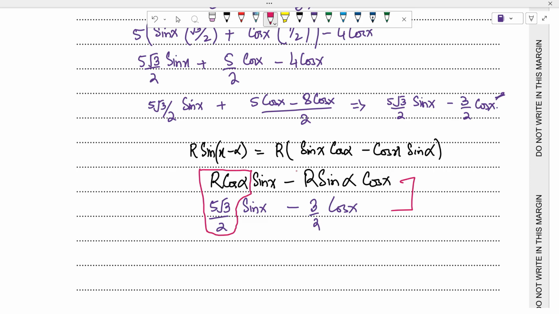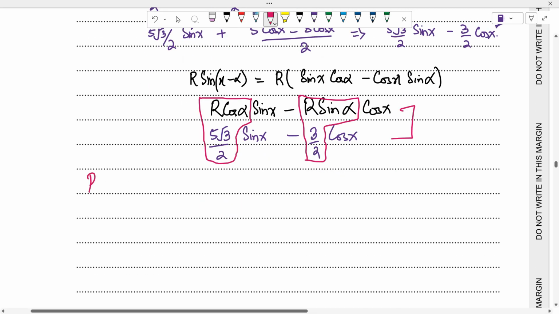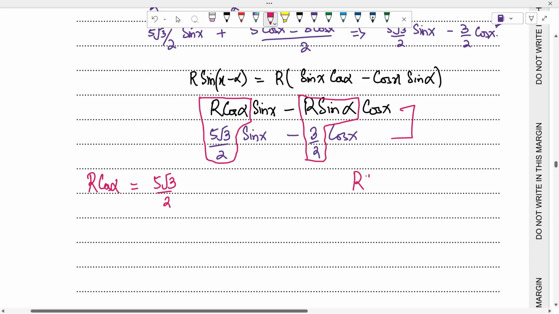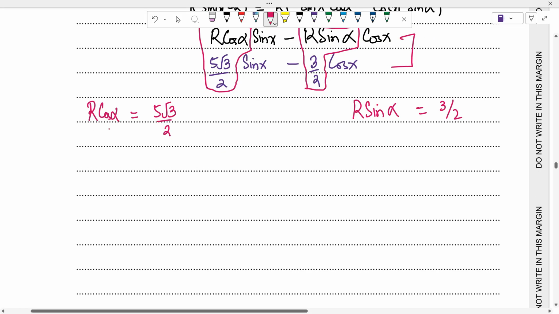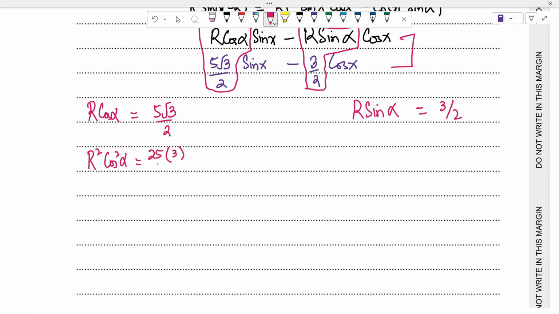we will have r cos α equal to 5√3/2, and on the other side we will have r sine α equal to 3/2. Squaring both equations, we will have r² cos² α equal to 25 times 3 over 4, which is equal to 75/4. And on the other equation, we will have r² sine² α equal to 9/4.